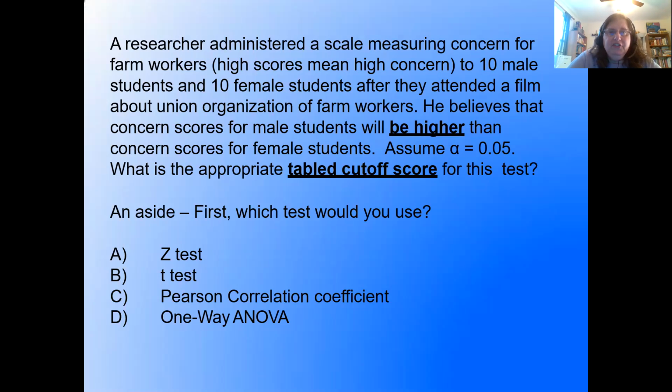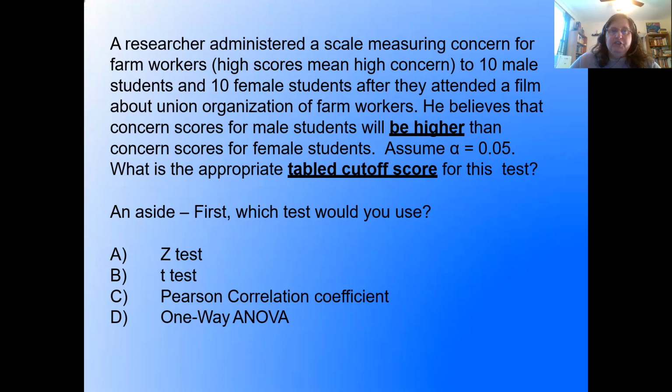Okay, so as an aside, I'm going to first ask you, which test would you use? Okay, and we have 4 choices up here: the z-test, the t-test, Pearson correlation coefficient, or one-way ANOVA. So is it a z-test, one of the t-tests, correlation, or one-way ANOVA? Think about that. And I will tell you now that it is a t-test. Now, I'm not going to tell you which t-test it is yet. I want you to think about that.